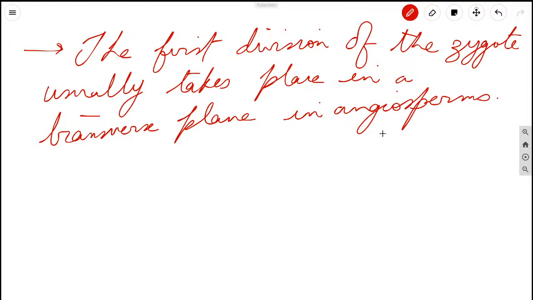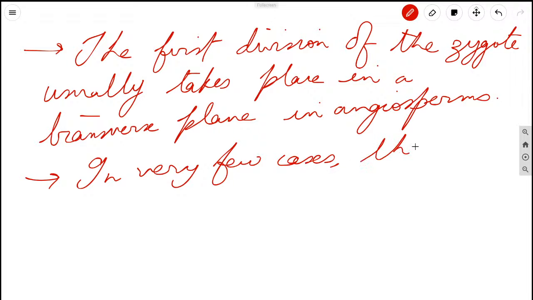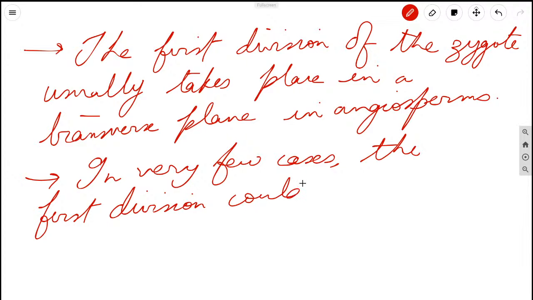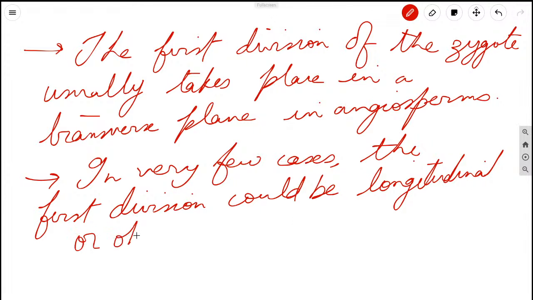But again, there is an exception. In some cases, the first division may be longitudinal or oblique. In very few cases, the first division could be longitudinal or oblique. That can also occur.